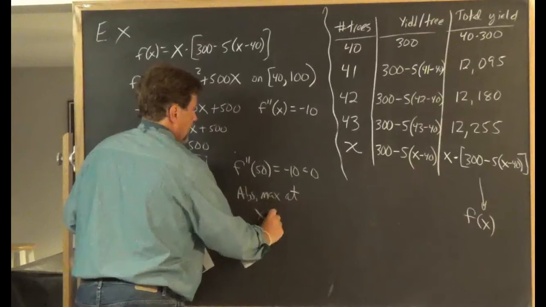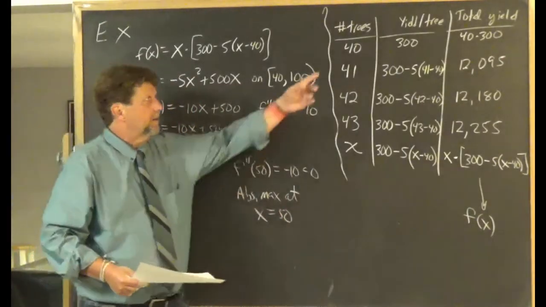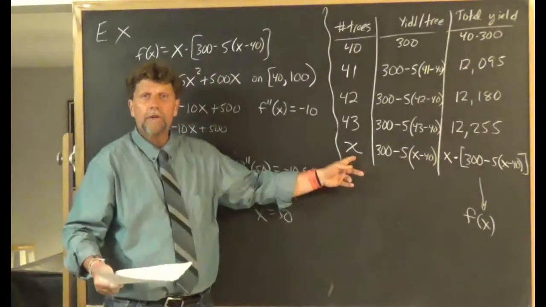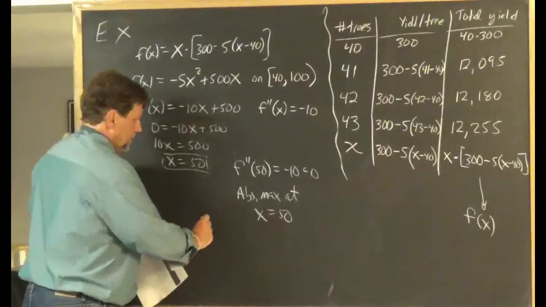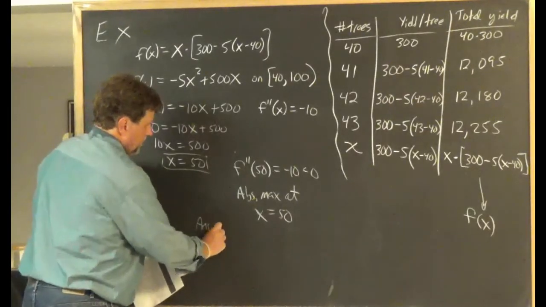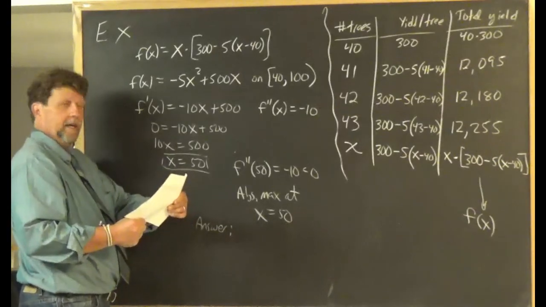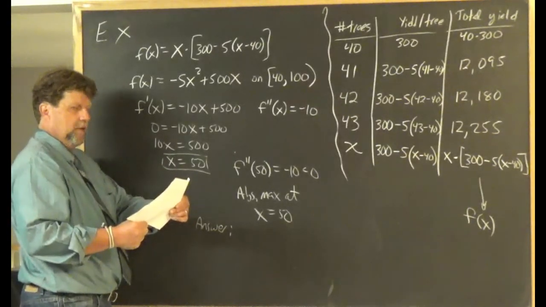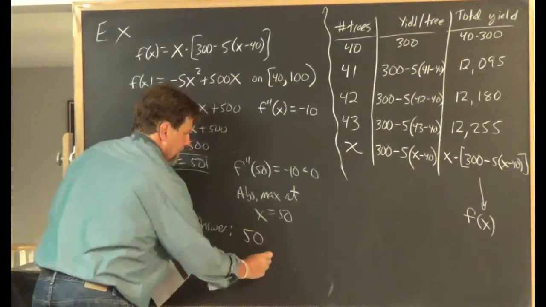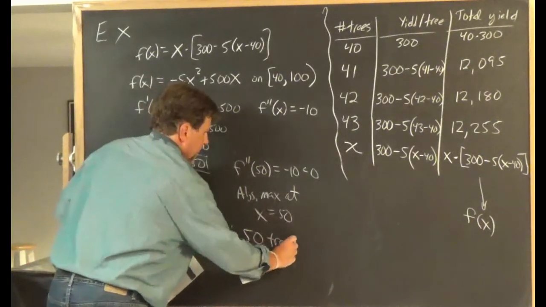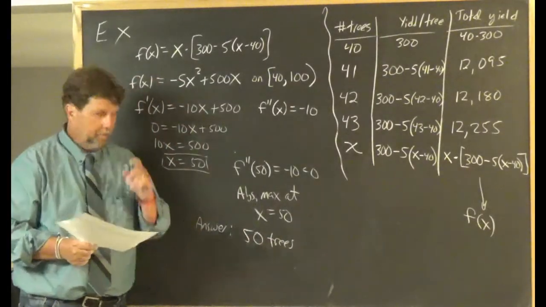at x equals 50. And again, what did x represent? The number of trees planted per acre. So the answer to the question, how many trees should be planted on each acre to maximize the annual yield from an acre? 50. So you're going to plant 50 of these semi-dwarf sized golden delicious apple trees.